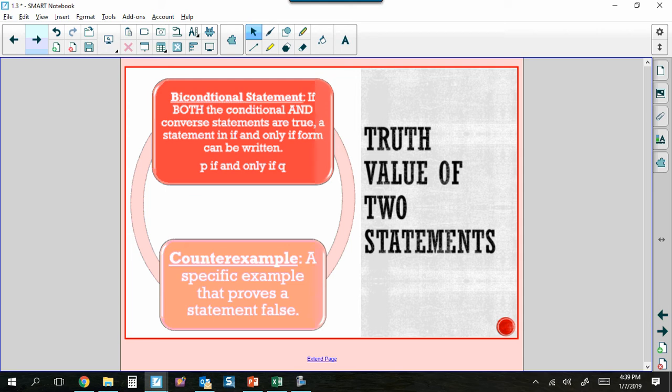For our example, Sunday is actually our next vocabulary word. Sunday is a counterexample to that converse statement because you're proving it false. So a counterexample is a specific example that proves it false. This will be on the test. If we gave you the statement, if it is Saturday, then it is the weekend, and if it's the weekend, then it's Saturday, and we ask for a counterexample, all you would simply say is Sunday. Sunday is a counterexample to that statement because you're proving it false.